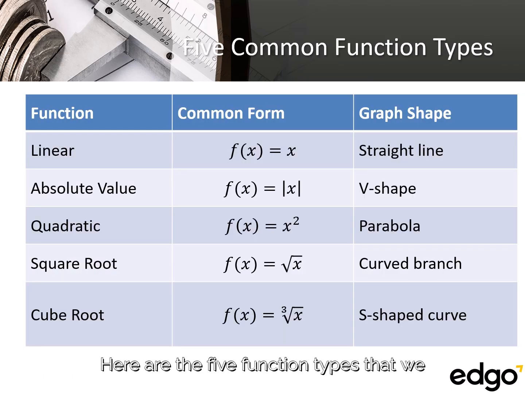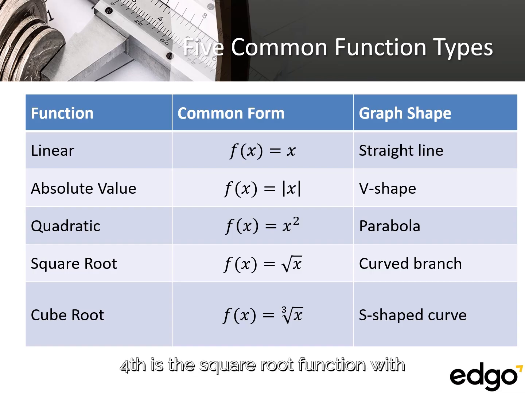Here are the 5 function types that we will study today. First, we have the linear function, whose parent function is f of x equals x. Its characteristic graph is a straight line. Next is the absolute value function, whose parent function is f of x equals the absolute value of x. Its graph has a characteristic V-shape. Then we have the quadratic function, with parent function f of x equals x squared. Its graph is a parabola.